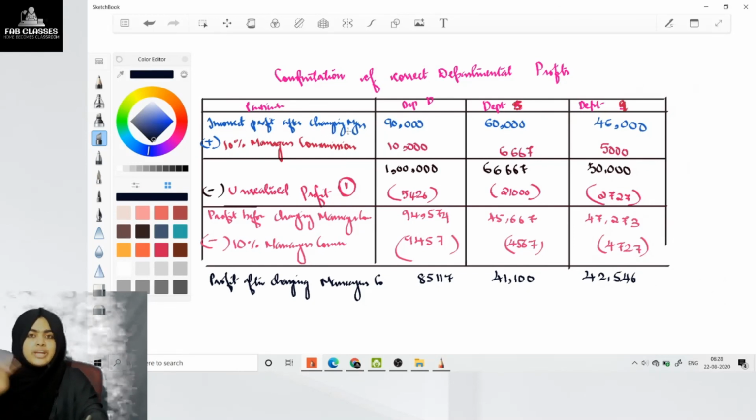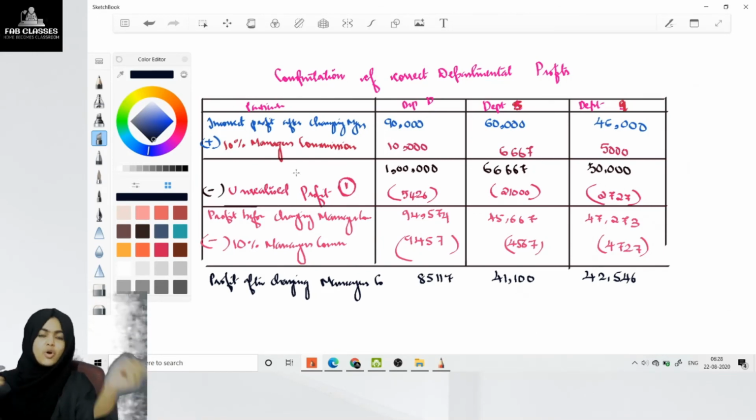We had to assume that 100 portion and all, and the unrealized profit also was a bit of confusion because of 25% on cost, on sales, all those confusions. Other than that, everything was just simple. So I hope you understood this question.